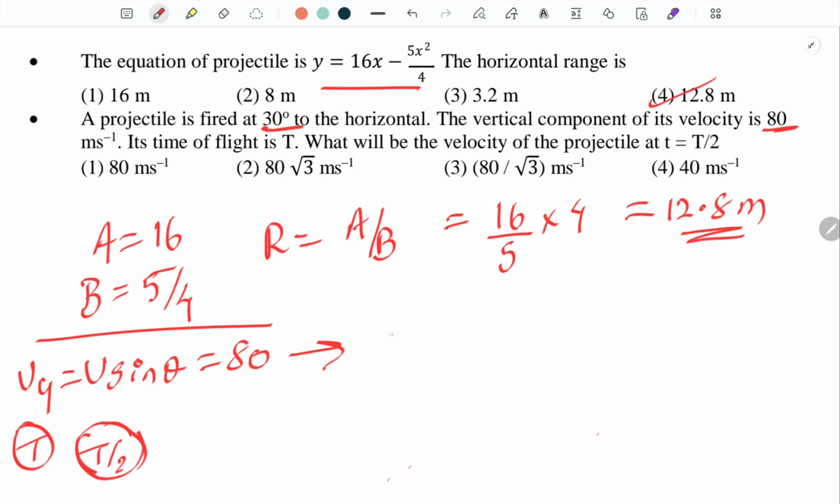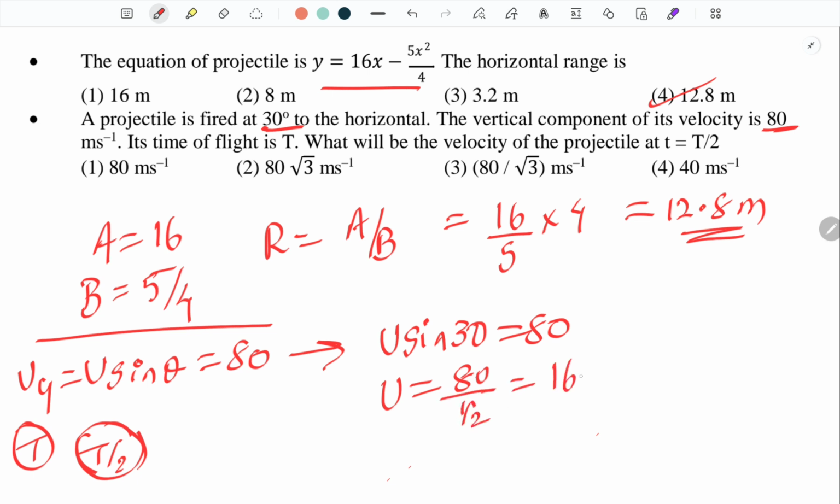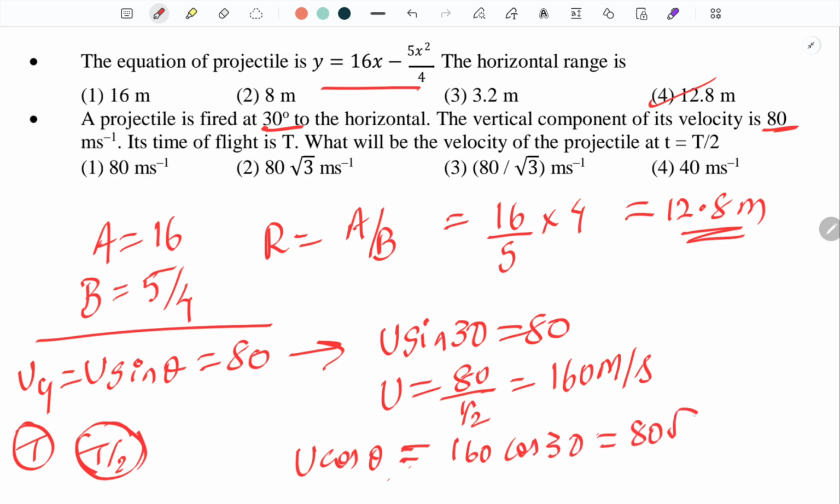From the data given, theta is already 30 degrees, so I can write u sin 30 is equal to 80. With this I get u is equal to 80 by sin 30, that is half. So you get 160 meters per second as the u value. Now I need u cos theta, what he has asked. U cos theta, that is 160 cos 30. You solve this, you get 80 root 3. Cos 30 is root 3 by 2.